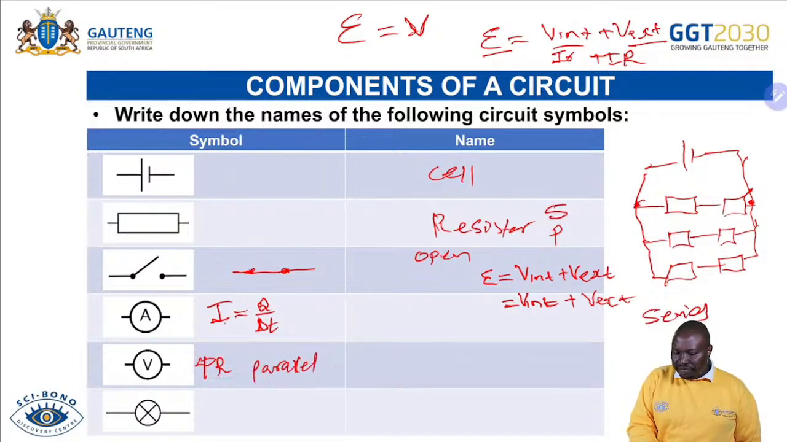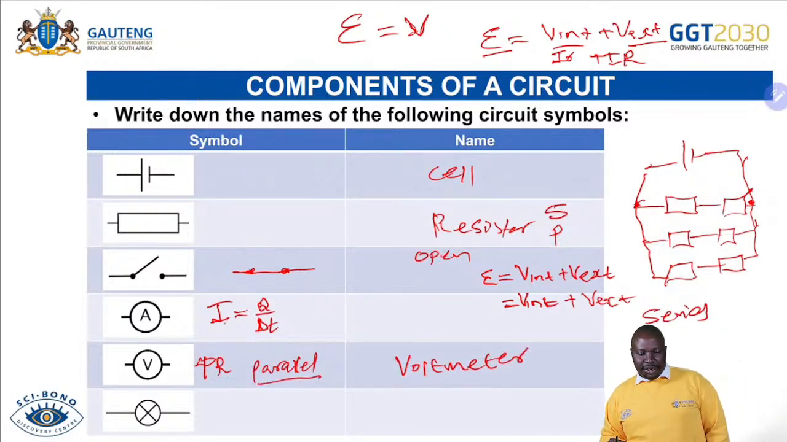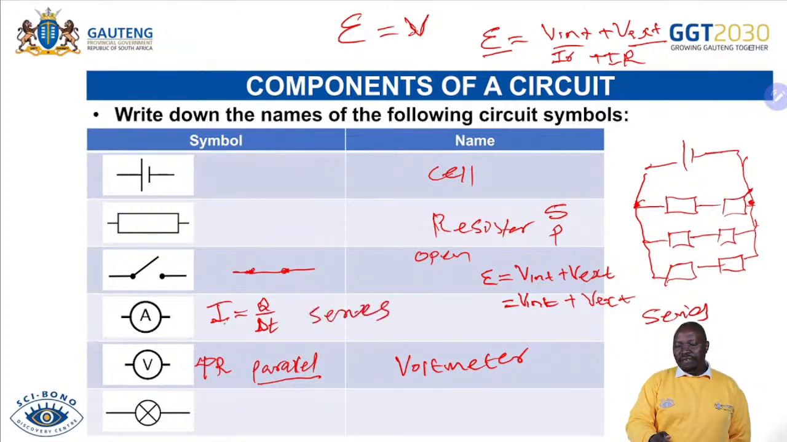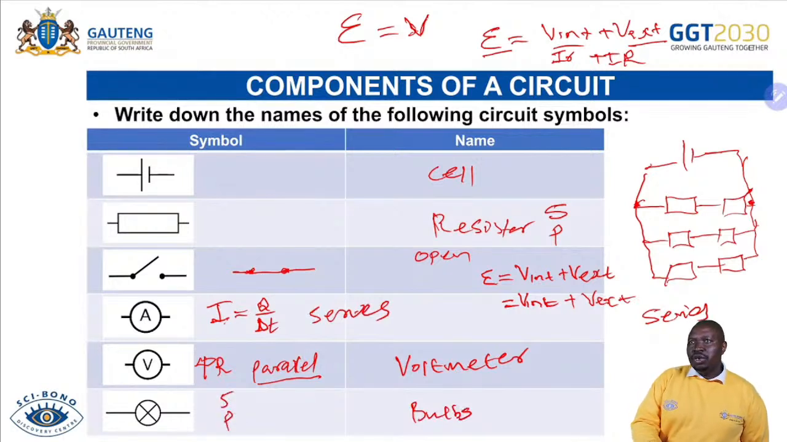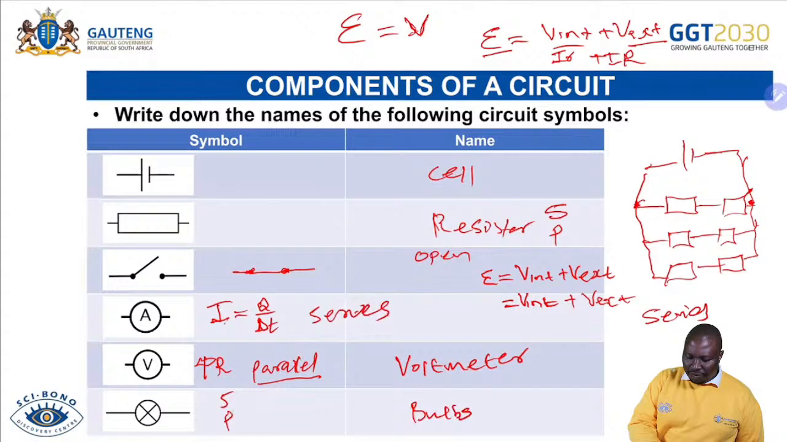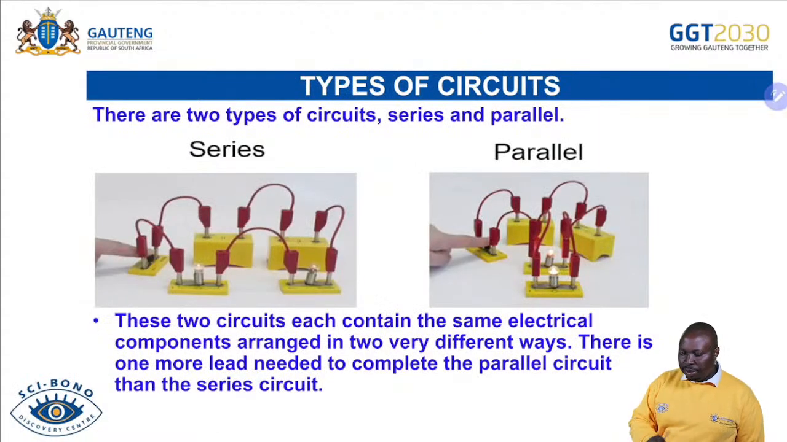So what is the voltmeter? And how do we connect the voltmeter? We're saying you connect the voltmeter in parallel. So it's very much important. We said the ammeter is connected in series as well there. Okay, I hope we're moving together. Then we have our bulb there. Our bulbs, you can connect in series and in parallel. Remember, your bulbs are acting as your resistors. They will be able to resist some flow of charges.